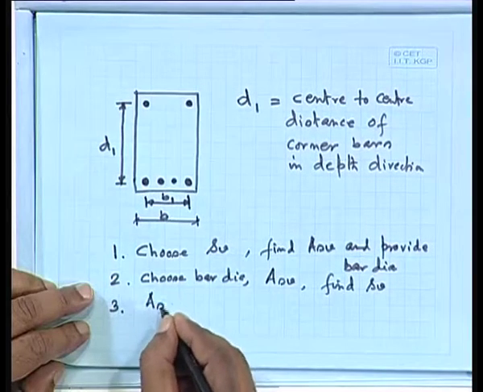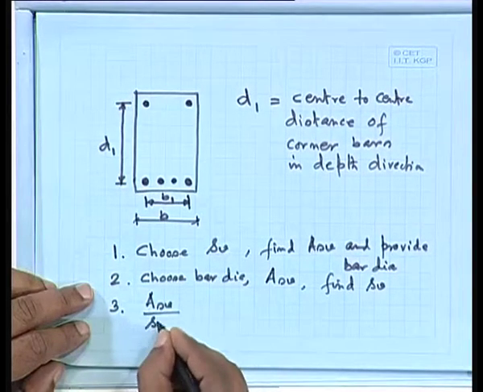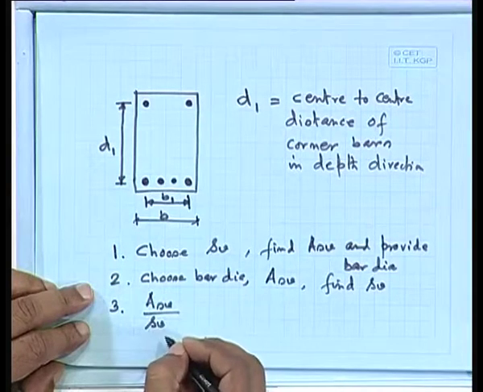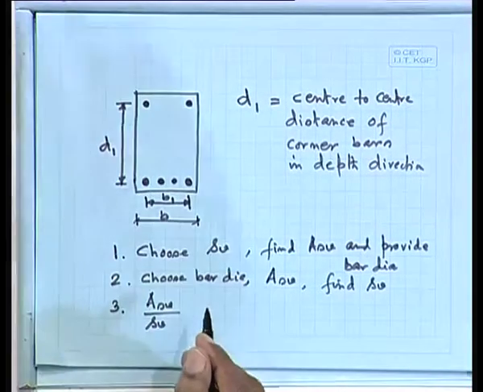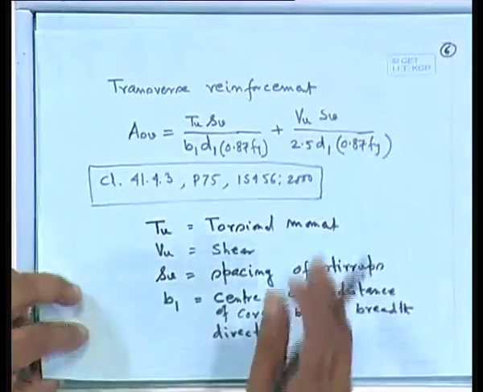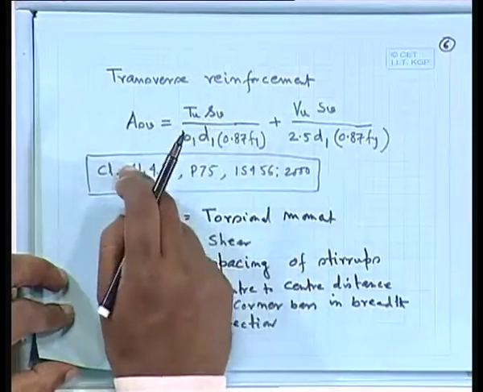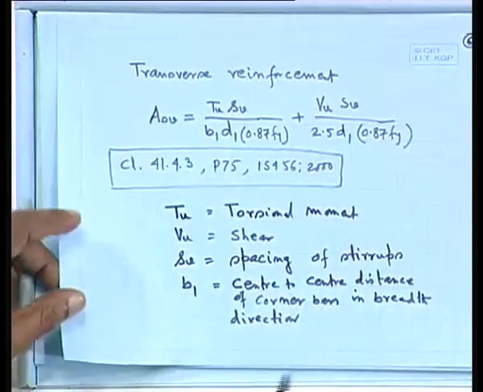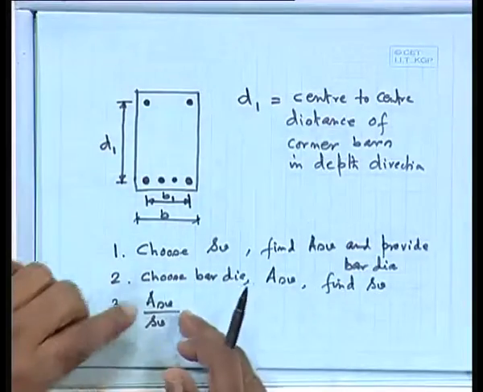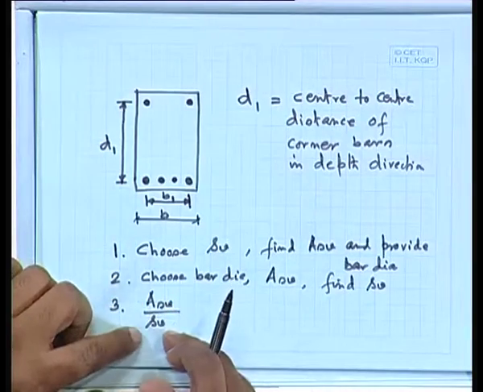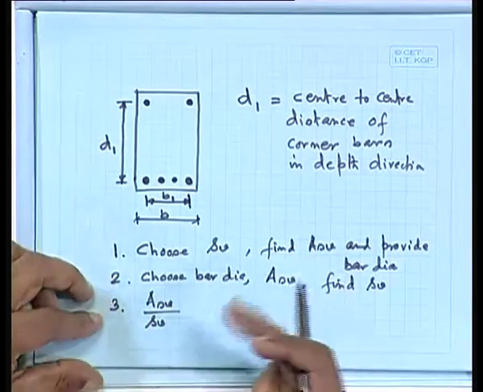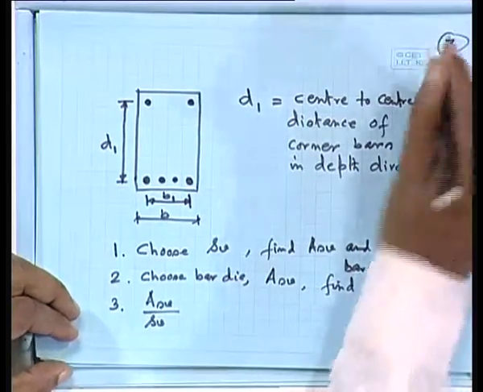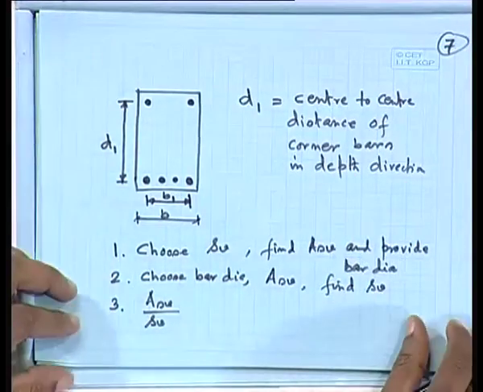That means I can take it as ASV by SV also. So ASV by SV also we can find out, and accordingly, it is not so difficult. We can find out ASV by SV, and then from there we can find the corresponding value, either selecting ASV or selecting SV. So these are the three procedures, whichever way we do it.